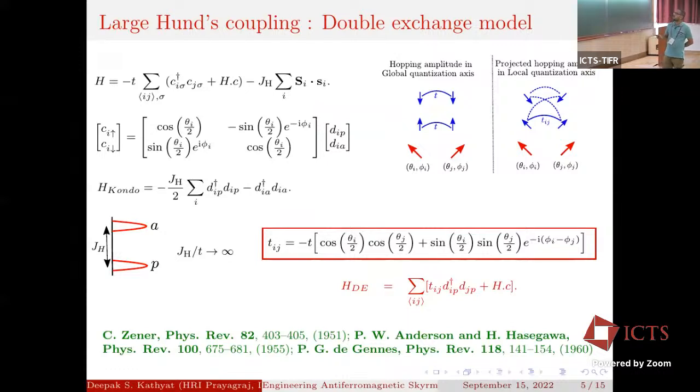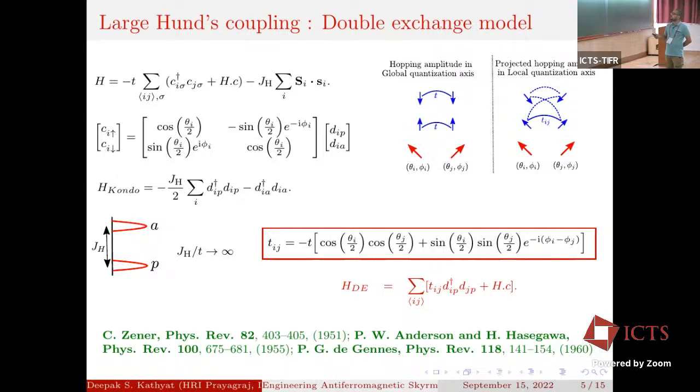Let's start with a very simple Hamiltonian, which describes a system with localized moments coupled to itinerant electrons that can hop to nearest neighbor sites. The Hamiltonian has a tight-binding term and a coupling between the localized moments and the electron spins. Here the Hamiltonian is in the global Z basis, so electrons can hop from up to up or down to down.